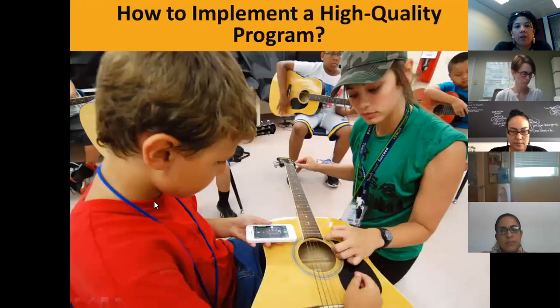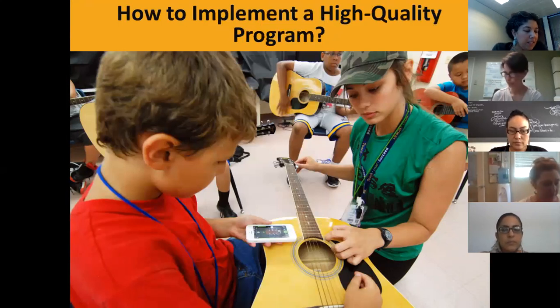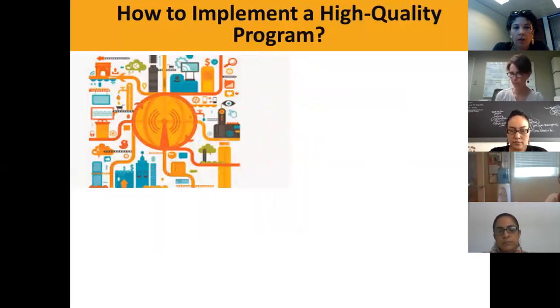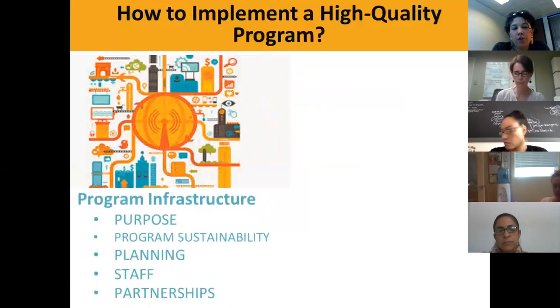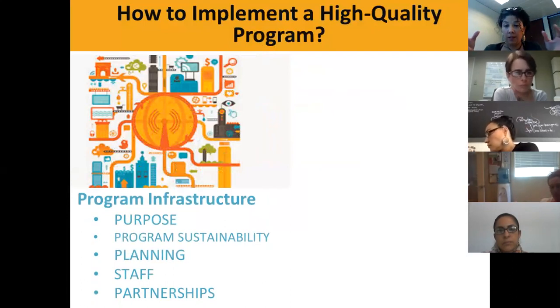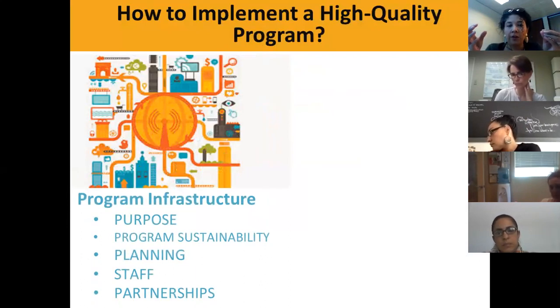So then I want us to think about how we implement a high quality program. That's the meat of the Quick CASP tool, these indicators. Again, you have program infrastructure and the domains in the Quick CASP that we look at. These are the big broad elements in program infrastructure. There's purpose. Are your goals very clear? What are you trying to achieve with your program, with your activities? Who is involved in informing that purpose and those goals are also questions within the domain of purpose.